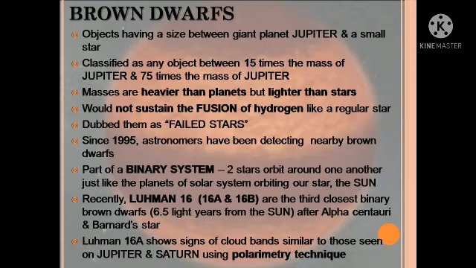These are objects whose size is between Jupiter and a small star. Approximately, their mass should lie between 15 times the mass of Jupiter and 75 times the mass of Jupiter. Usually these brown dwarfs are heavier than the planets, but lighter than the stars.